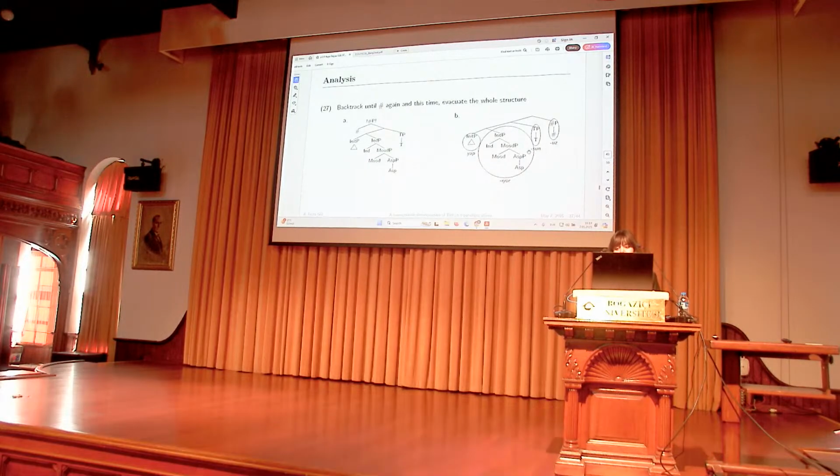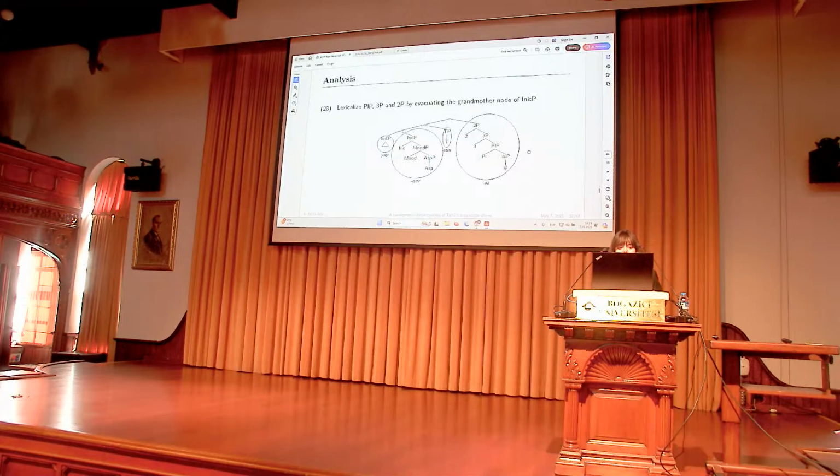Evacuate the whole structure this time, and we'll arrive at yapıyorsunuz. Now this is right. So we keep going. We lexicalize PLP, person feature, and the participant features by evacuating the grandmother node of init P, and we arrive at yapıyorsunuz. So you'll remember that this is the node at the very right, the constituent, was a subtree of ULF. Soon lexicalizes TP, and we have yapıyor.